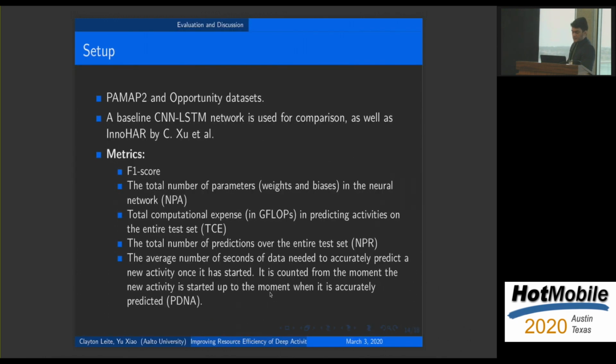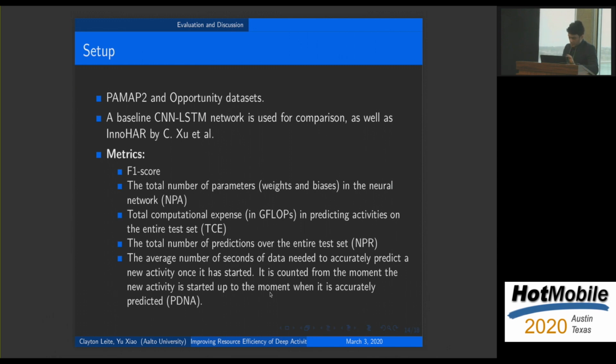And okay, so we're going to discuss the evaluation part. We took some public data sets, PAMAP2 and Opportunity, and we take a baseline network, CNN LSTM, that uses long sliding windows and overlapping. And also, we take one of the state-of-the-art networks using inception networks in HAR to compare with. So we have a couple of metrics. F1 score, we don't use accuracy. F1 score is more used in human activity recognition because we have more imbalanced data sets.